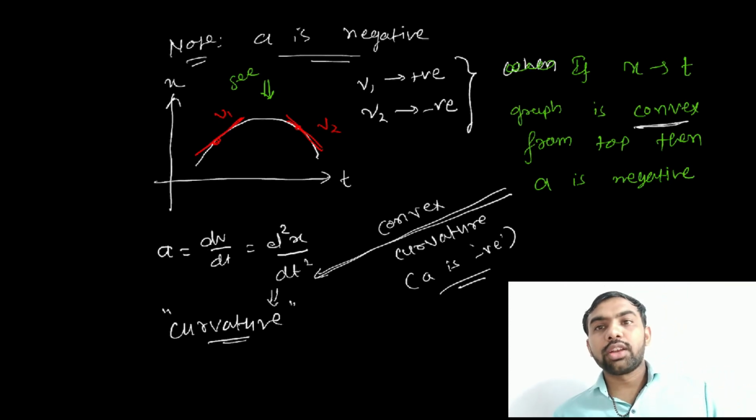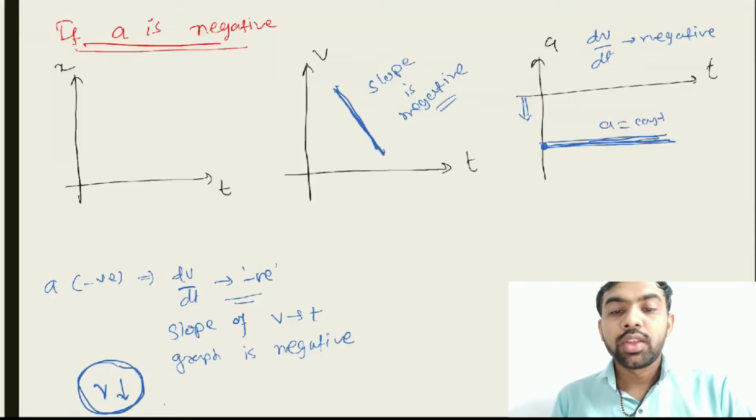negative. अगर कॉन्वेक्स कर्वेचर है तो एक्सेलरेशन कैसा देना है? नेगेटिव. दिस इज द थ्योरी. ओके, ऑल ऑफ यू गाइस नोट दिस. इफ सी फ्रॉम द टॉप कॉन्केव पॉजिटिव एक्सेलरेशन, सी फ्रॉम द टॉप कॉन्वेक्स नेगेटिव एक्सेलरेशन. ओके, सो ऐसे आप लिख सकते हैं. ओके, लेट्स सी नेक्स्ट वन.